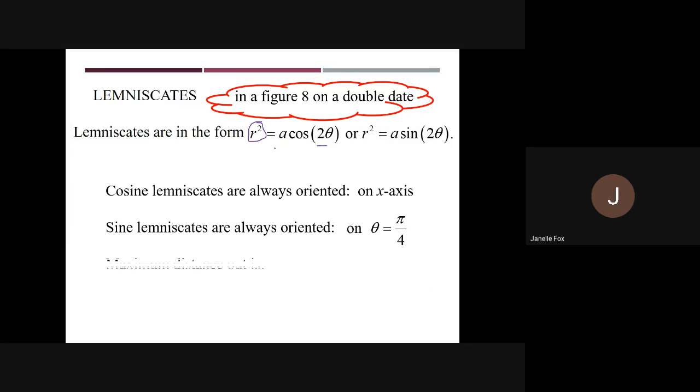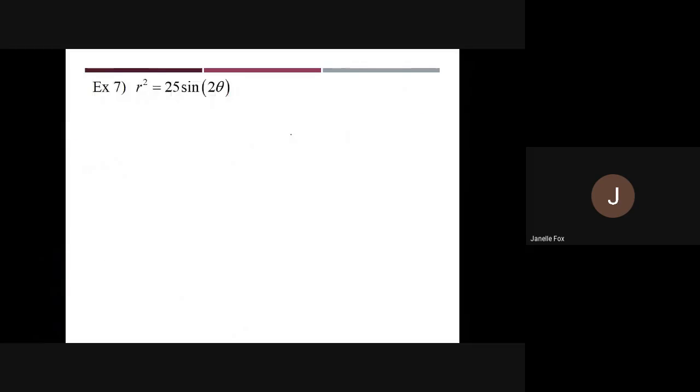The maximum distance that we go out is going to be whatever the square root of this number right here is. In fact, in pre-calc, I think we said that this number was a squared, and then the maximum distance out was a. It doesn't really matter. Just, guys, whatever the front number is, take the square root of it. And then that's how big the loops are on your lemniscate. We are going to do one example of this because this is so easy.